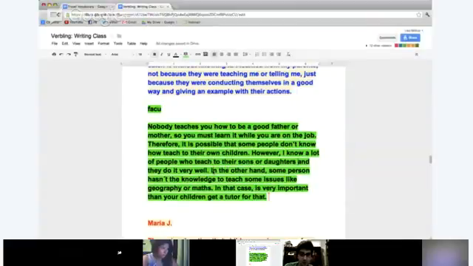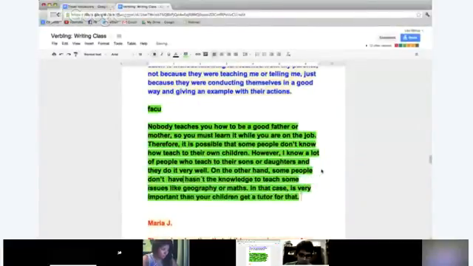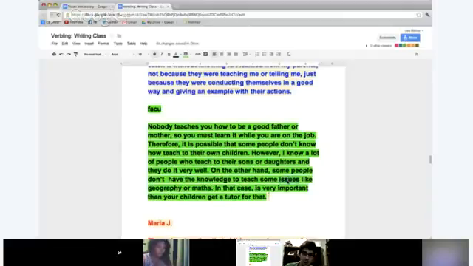And then we would say, on the other hand, some people, because it's the plural of persons, so some people don't have the knowledge to teach some issues. So we would say, instead of the word issues, we would say subjects. Some subjects like geography or math. In that case, it is very important that your children get a tutor for that. Okay? Good. Perfect. Thank you.